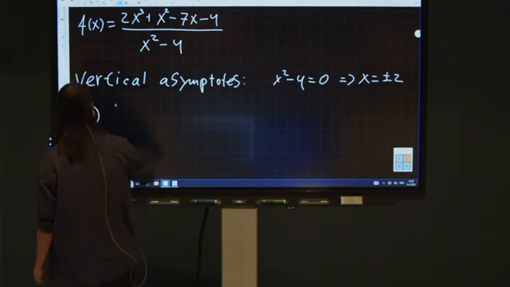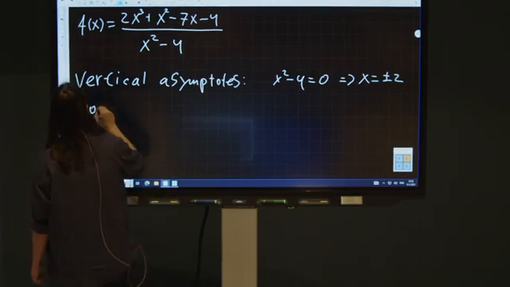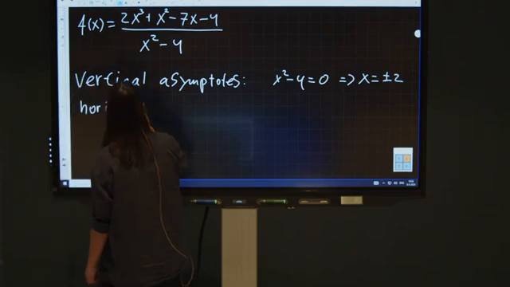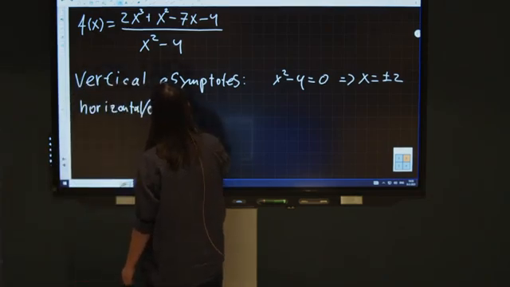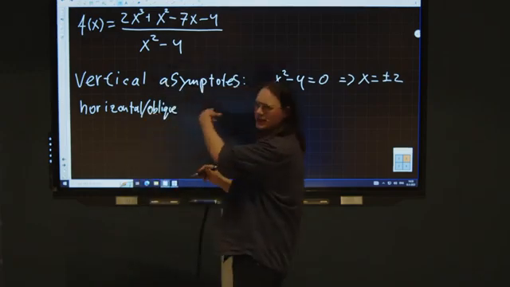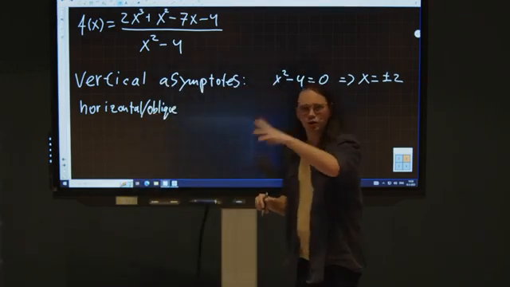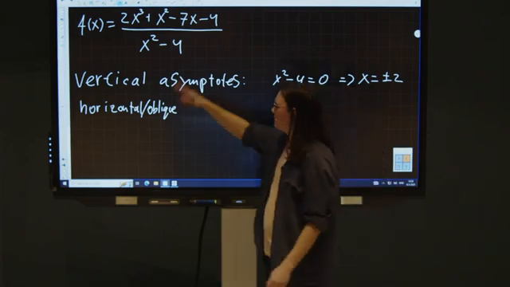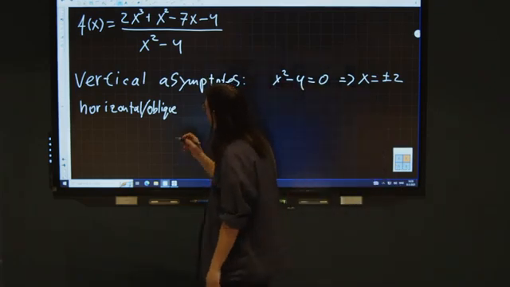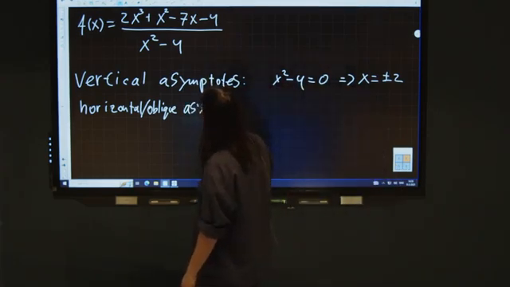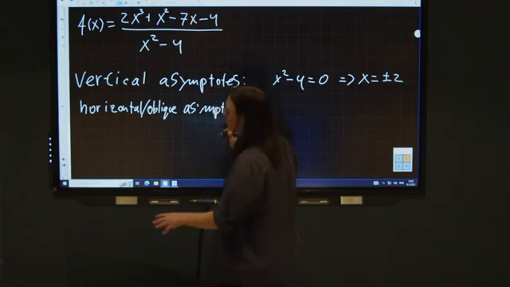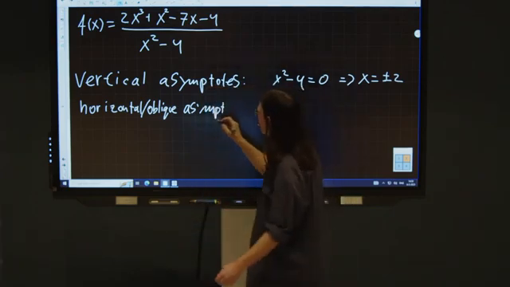So, horizontal or oblique. And it's possible you could also get something like a quadratic or a cubic asymptote or something like that. In this case, you won't. But that doesn't really change the question very much.